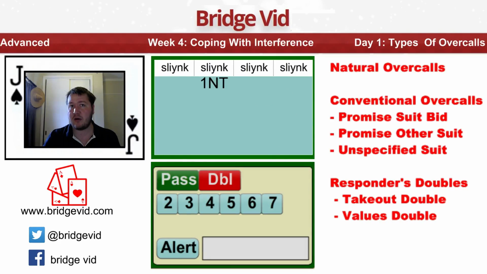The third category is when there is no specific suit that they're promising. So here they might have 2 clubs be any single suited hand. Now they might have clubs, but they are not promising that they have clubs.